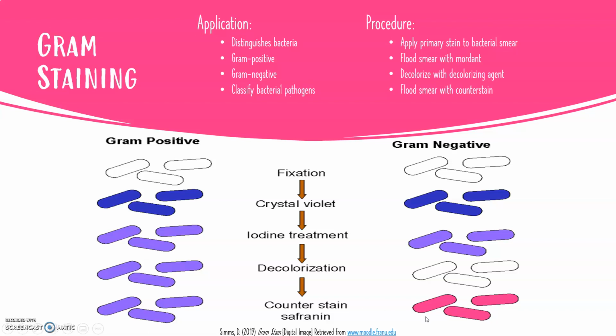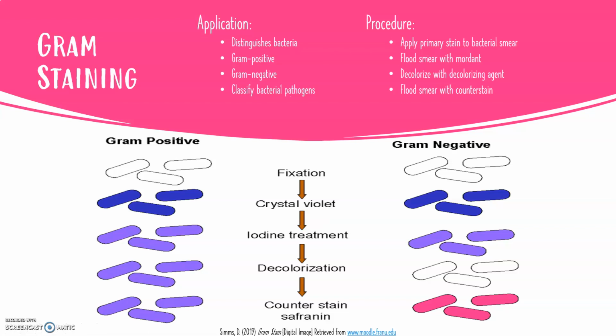And then here for gram-negative, you can see that it will result in a pink color because the counterstain safranin will dye the cell pink. Gram-negative bacteria contain lipopolysaccharides in their cell wall, which the primary stain crystal violet does not bind to.